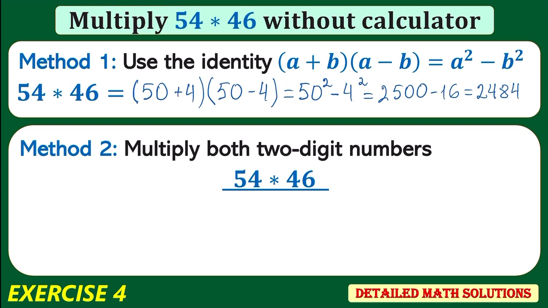Next, I have to multiply 54 and 46. I have 6 times 4, 24, 2 carries over, 6 times 5, 30, and 2, 32. 4 times 4 is 16, 1 carries over, 4 times 5 is 20, and 1 gives 21. When I add them, I have 4, 8, 4, 2, or again 2,484.